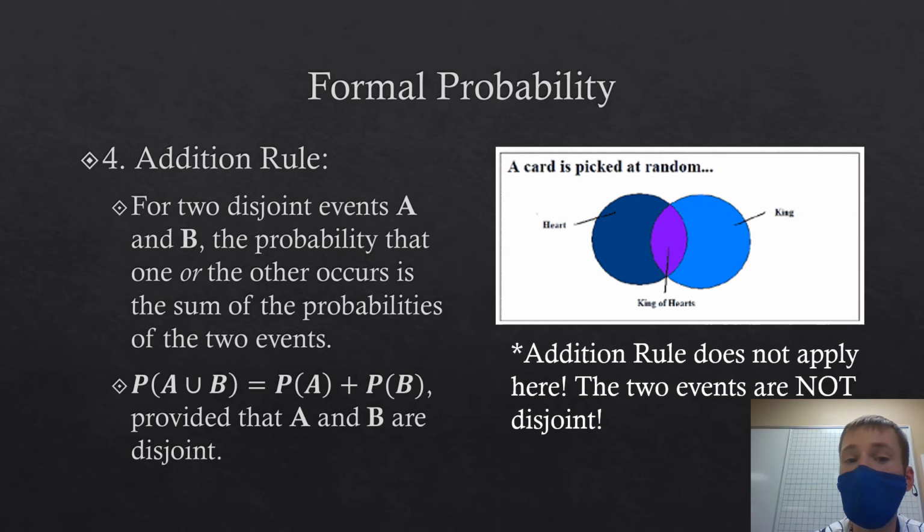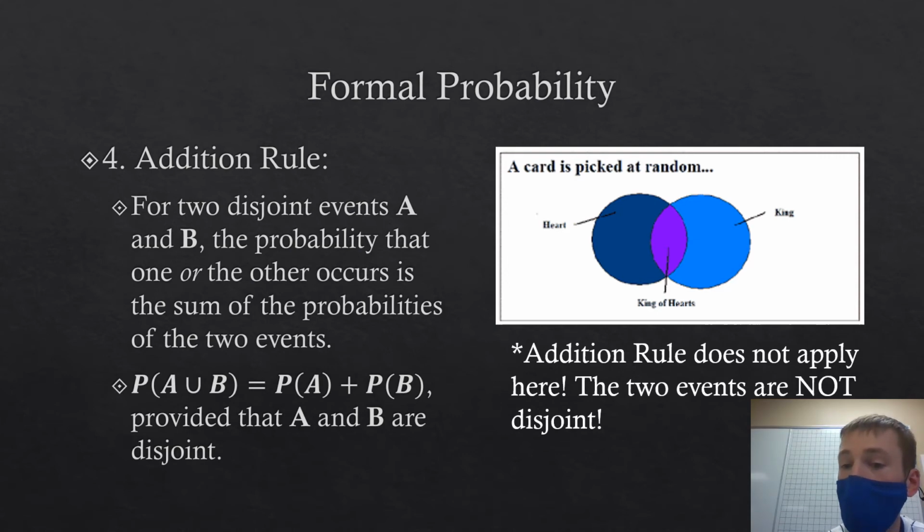So with the idea of disjoint or mutually exclusive events in mind, the addition rule tells us that for any two disjoint events, A and B, meaning they can't happen at the same time, the probability that one or the other occurs is just the sum of the two individual probabilities. In other words, probability of A or B is equal to the probability of A plus the probability of B.